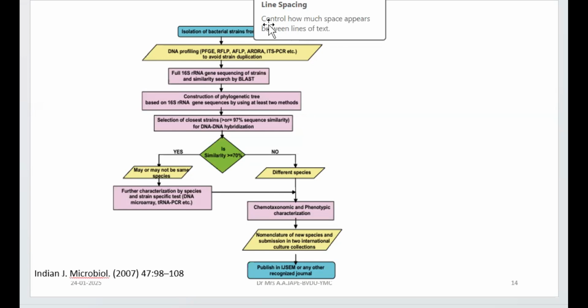Then you have to deal with the challenging situations when similarity is equal to or about 70% and above. So the species may or may not be the same. So further characterization of the species and strain-specific tests like DNA microarray, tRNA PCR are to be done. And if it is less than 70%, it is surely a different species. Then chemotaxonomic and phenotaxonomic characterization, then nomenclature, and publish it in a journal as a new species detected. You have to report to the committee on systematics. That is how the story goes.